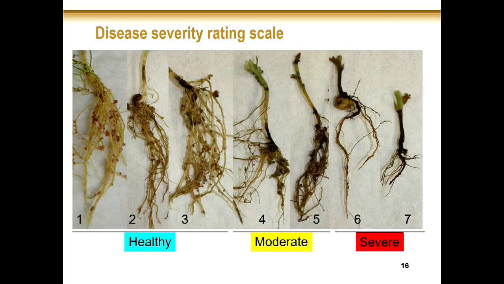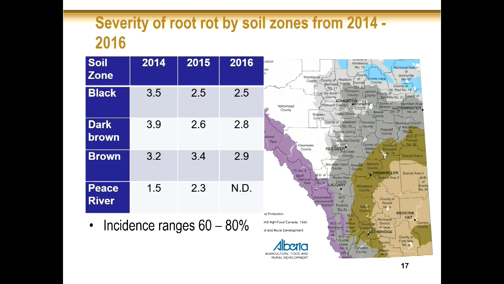Okay, just for context, this is the disease severity rating scale that we used. 1 is healthy here. Plants have a lot of nice pink nodules. That's what we want to see. And then moving all the way up to 7, where the roots are completely dead. Okay, so what did we see over the past 3 years? I'm only showing data from 2014 to 2016 because we didn't know what we were doing in 2013. It took us about a year to figure out the protocol, so I'm showing the data from then. I've broken it up by soil zones: black, dark brown, brown, and Peace River.